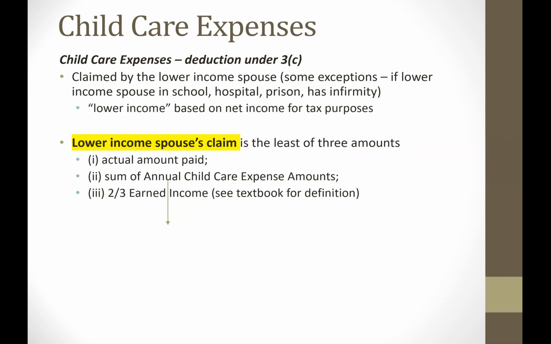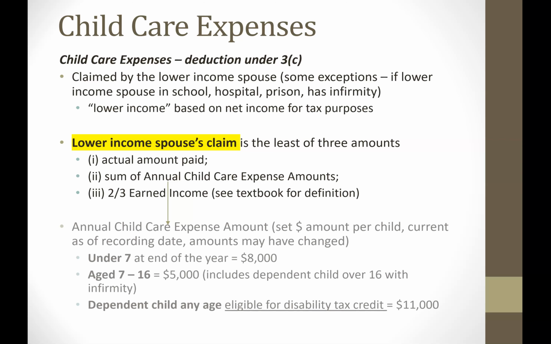Let's talk about annual child care expense amounts. The annual child care expense amounts is a set amount based on the age of the child. If the child is under 7 at the end of the year, that annual amount is $8,000. A child between 7 and 16, that amount is $5,000. And if the child is eligible for the disability tax credit, that amount is set at $11,000.